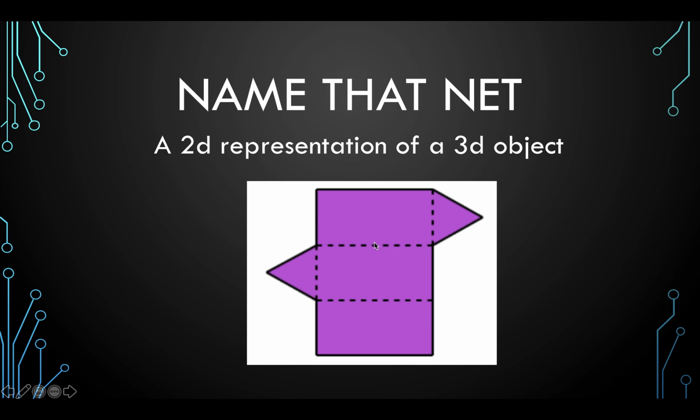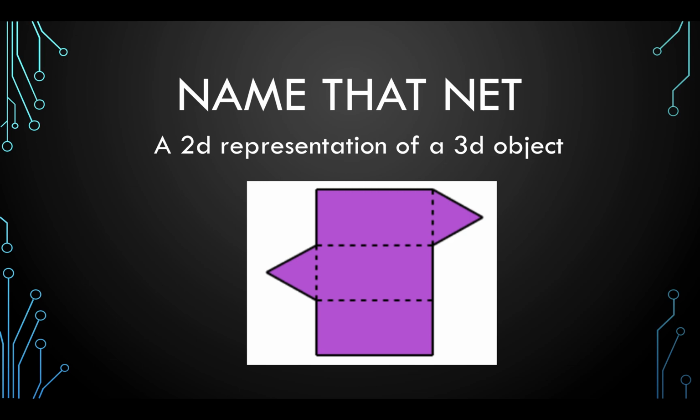So this right here is a 2D representation. It is flat, of a 3D object. We can imagine taking those triangles, popping up the rectangles, and actually forming this solid. Now, when I look at this, I want to figure out the name. This is your goal today, to name that net. Name that net. Hello, net. What is your name? I need to name that net.